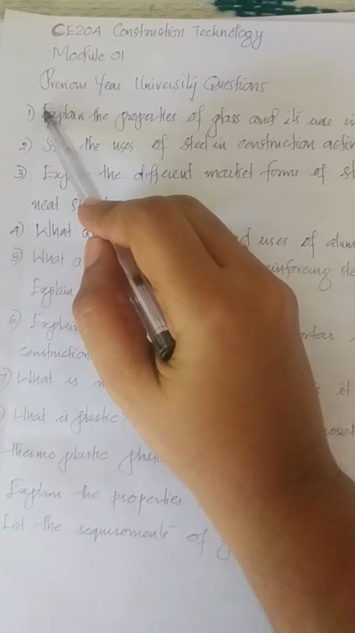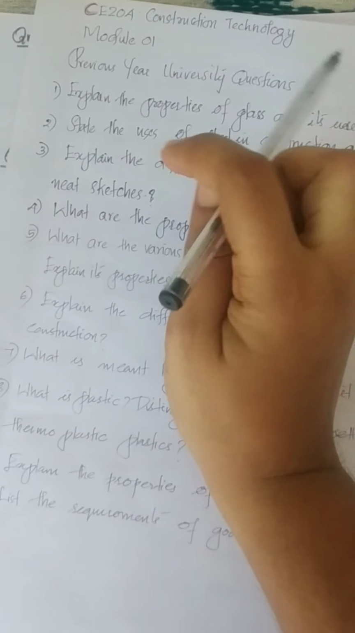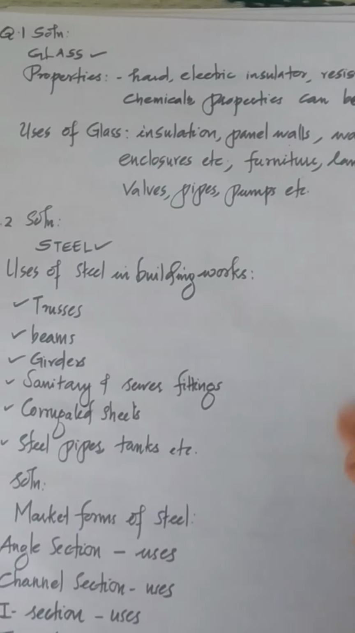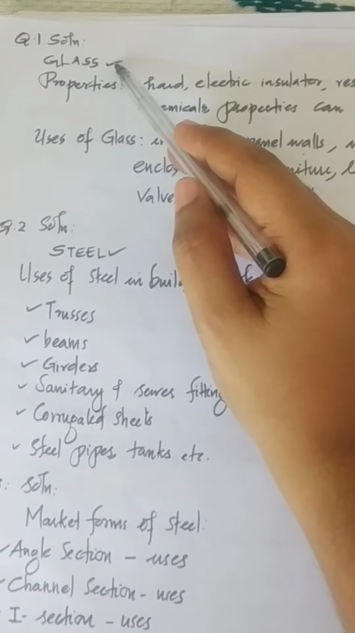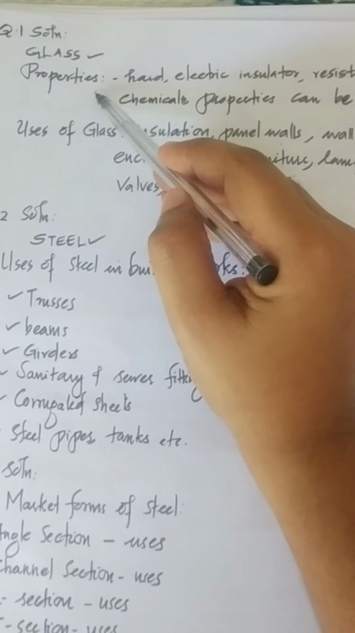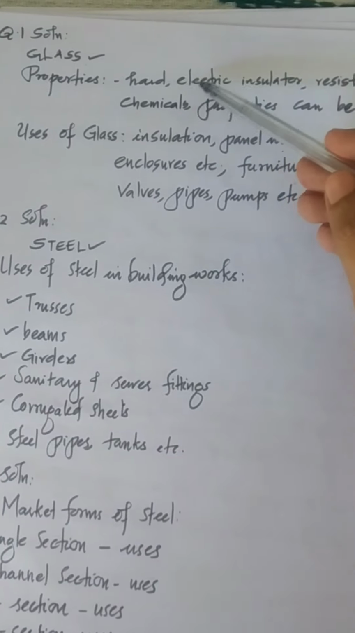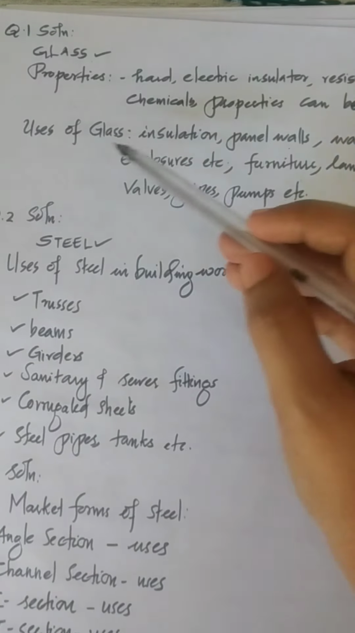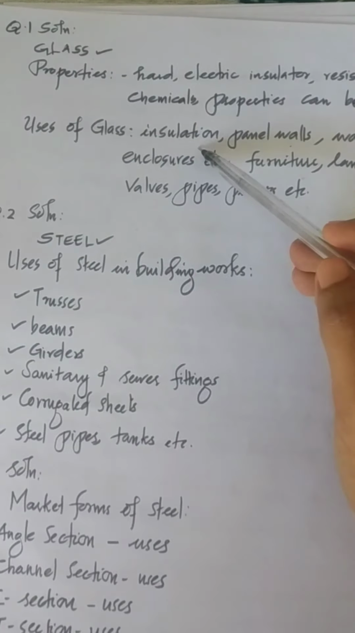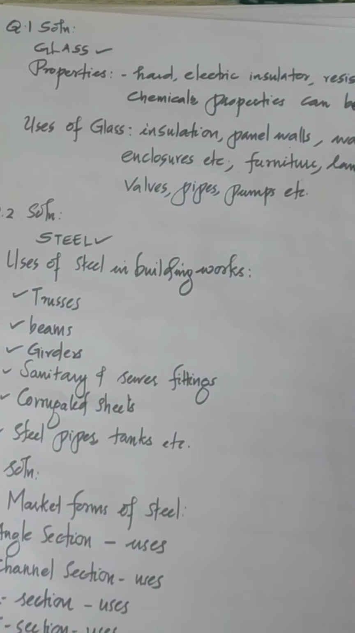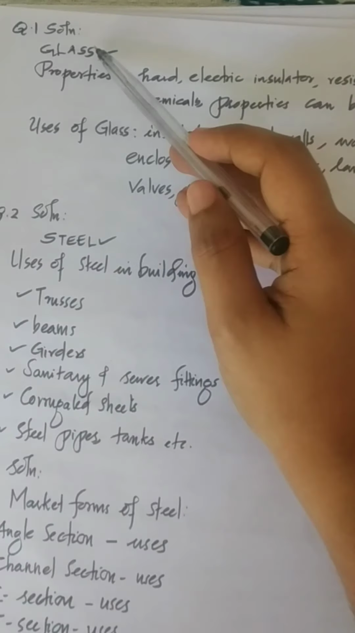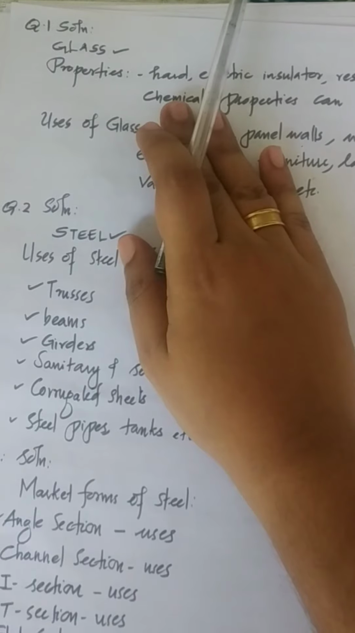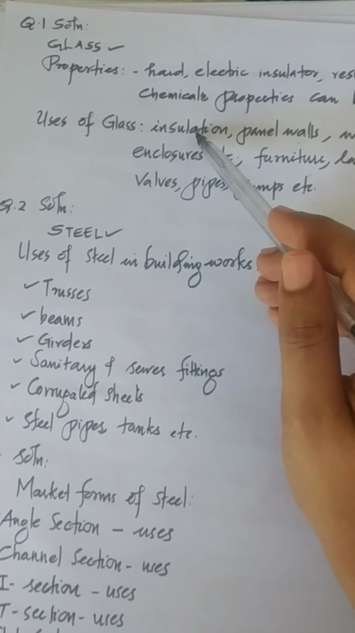First is: explain the properties of glass and its uses in the construction industry. Let's move on. First of all, we need to explain in a single line what glass is. Moving on to the properties, as we know: hardness, electric insulator, resistance to chemicals, and its properties can be changed. Then uses: insulation, panels, wall fittings, enclosures, furniture, etc. You need to write this in separate sentences to gain maximum marks. This question was asked for 5 marks.